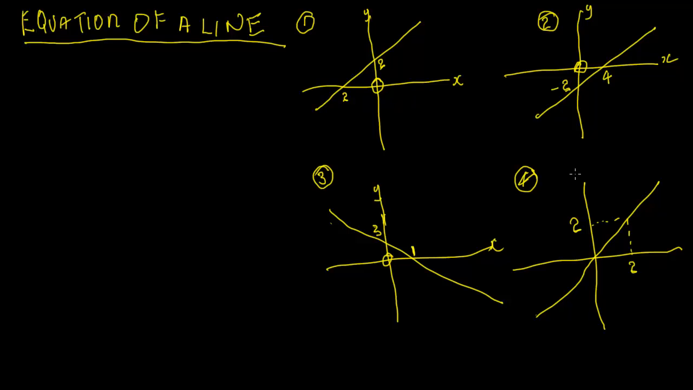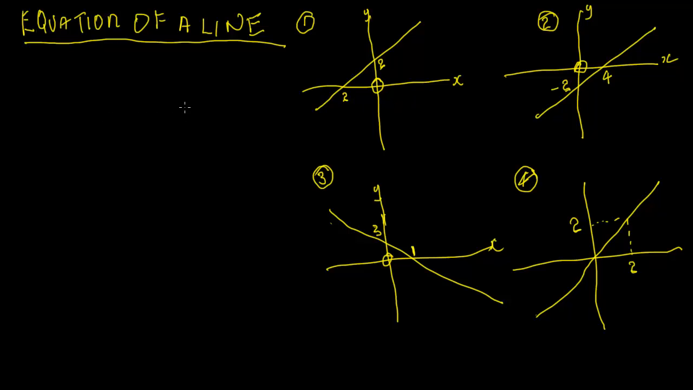Okay, let's have a look at the equation of a line. Over here on the right hand side I've got a number of lines, each of them slightly different, and we're going to work out the equation of those lines just from what we can see there visually.